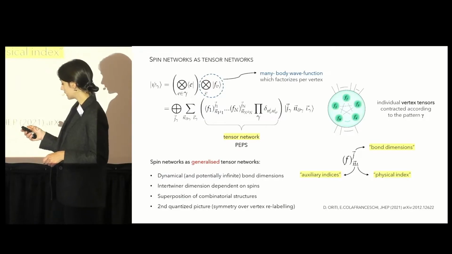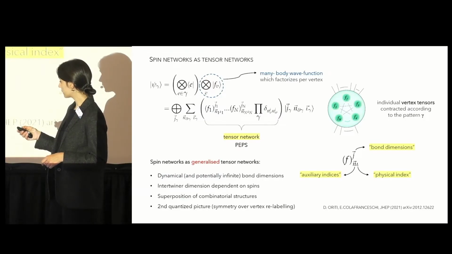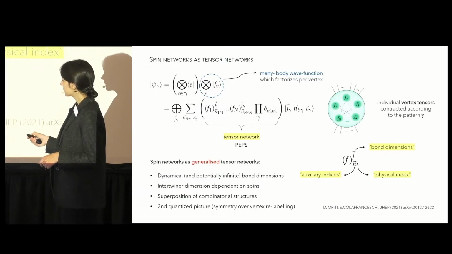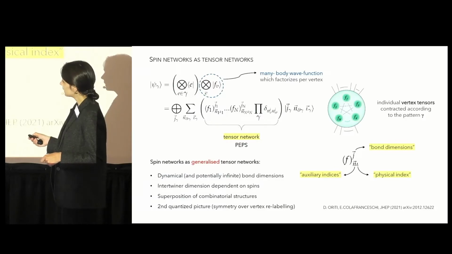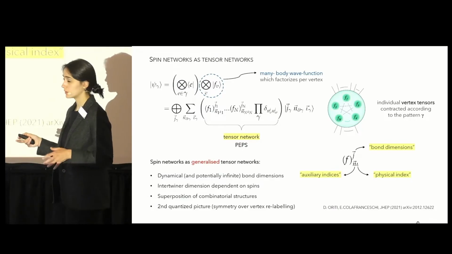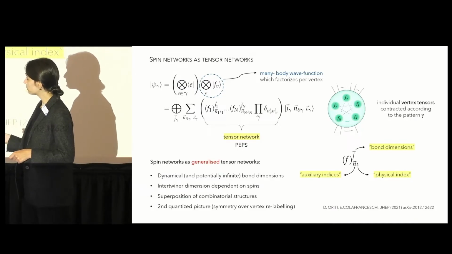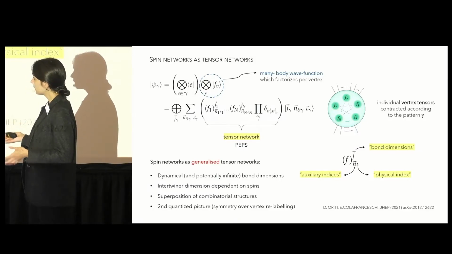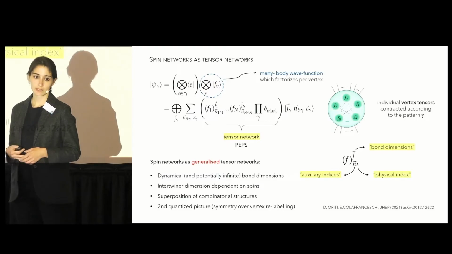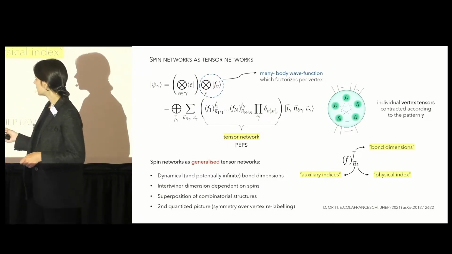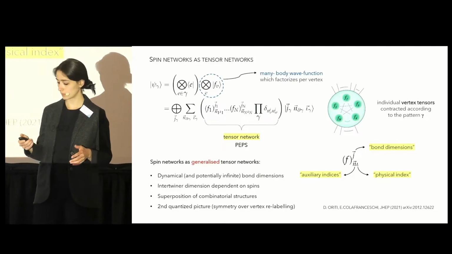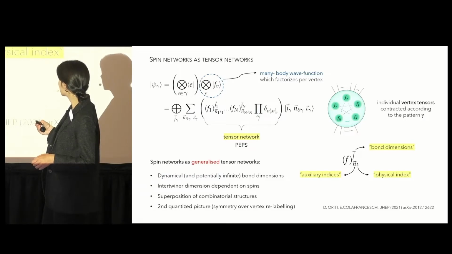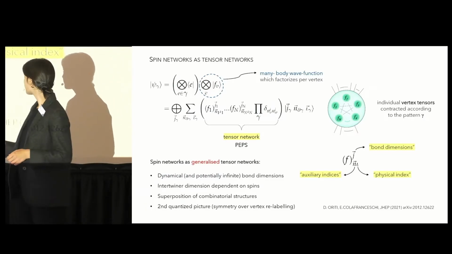If we start instead from a generic wave function for the vertices, a state that factorizes per vertex, so in this case we have the wave function f for each vertex, and then perform the gluing I mentioned before, the final state corresponds to generalized tensor networks. So we see that the wave function is just a set of tensors, one for each vertex, contracted according to a certain pattern, and the pattern is exactly the spin network graph.